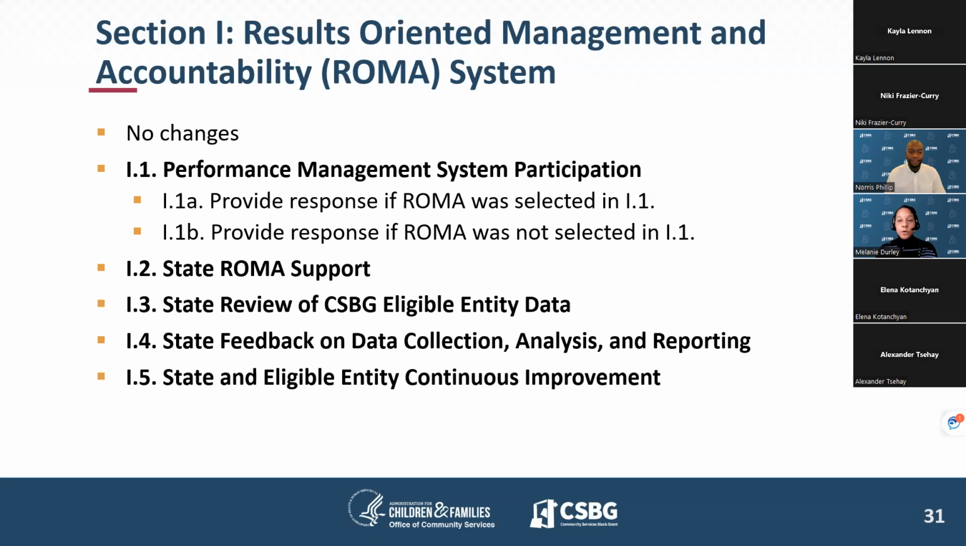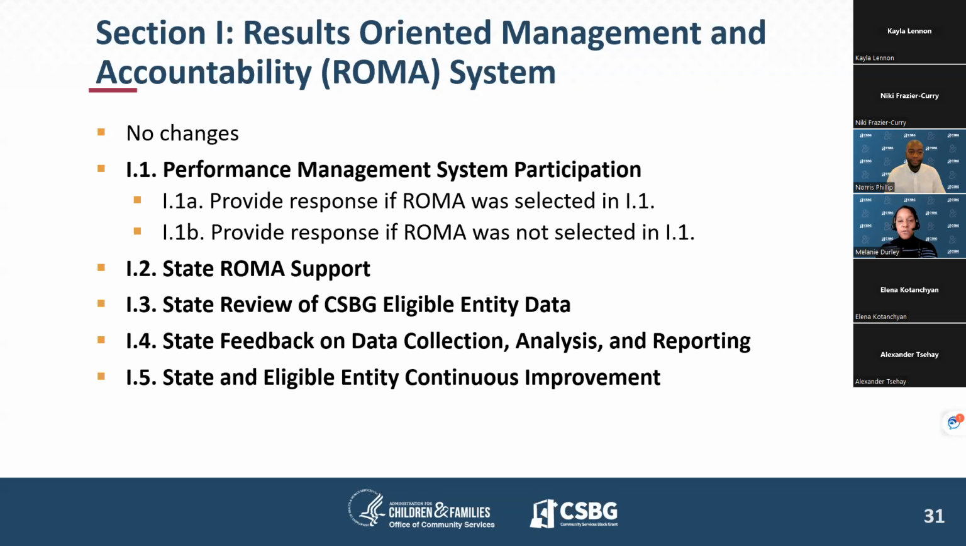For item I2, state ROMA support. Explain how the state supported the eligible entities in using the ROMA system or alternative performance measurement system in promoting continuous improvement. For example, describe any data system improvements, support for needs assessments, support for planning, data analysis, etc.